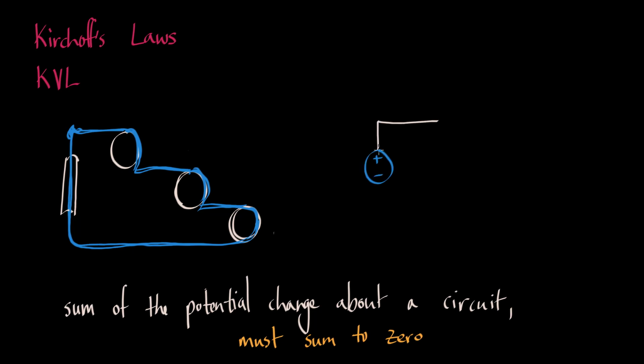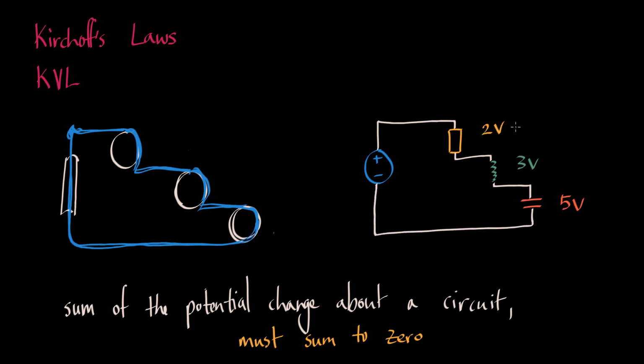Here, if we were to consider a circuit with an unknown voltage source and three loads with drops of 2 volt, 3 volt, and 5 volt respectively, according to Kirchhoff's voltage law, the source must be 10 volts.